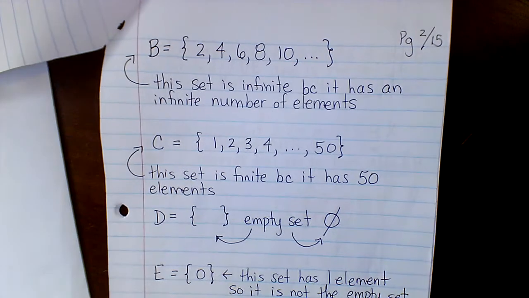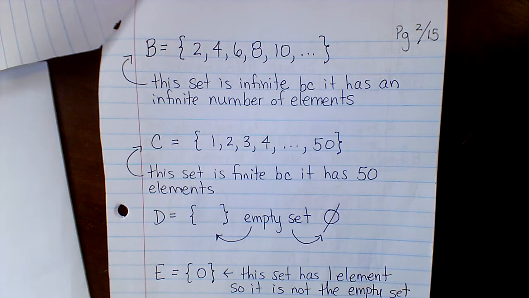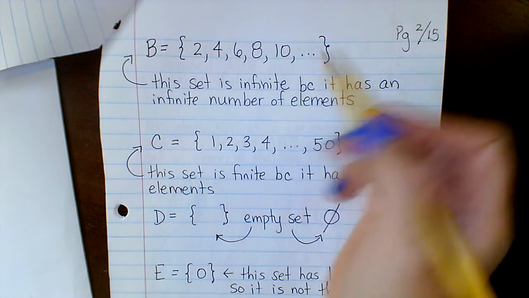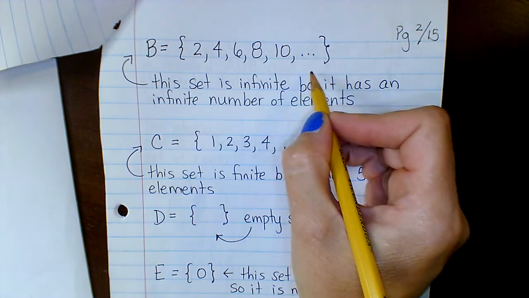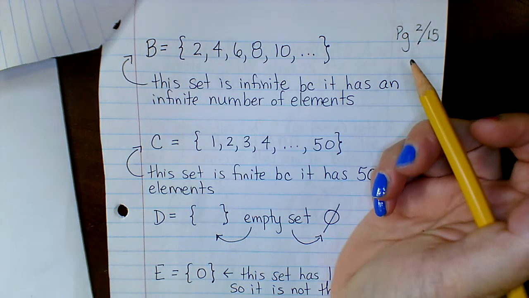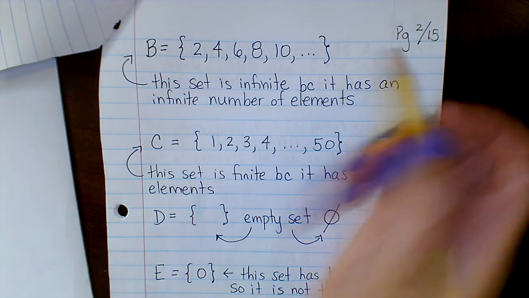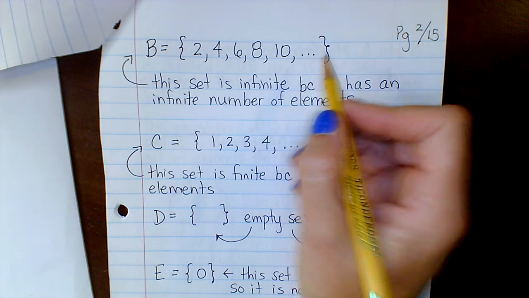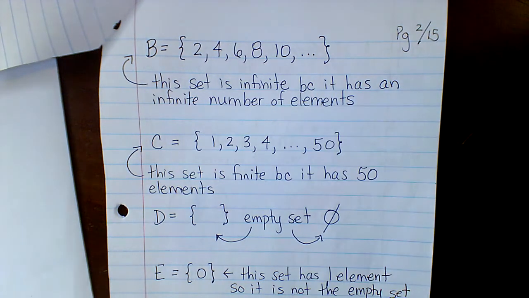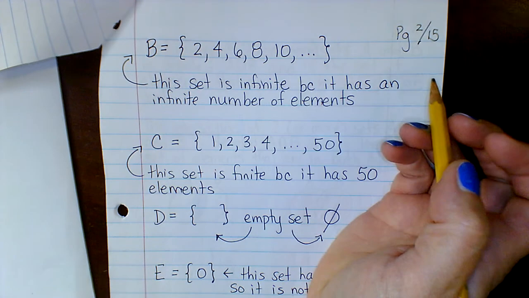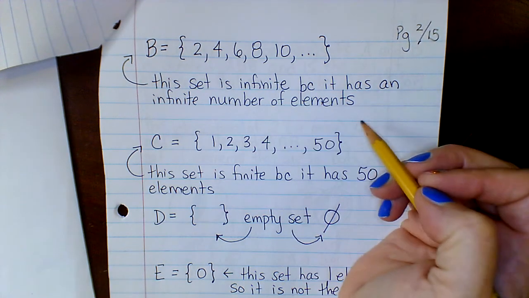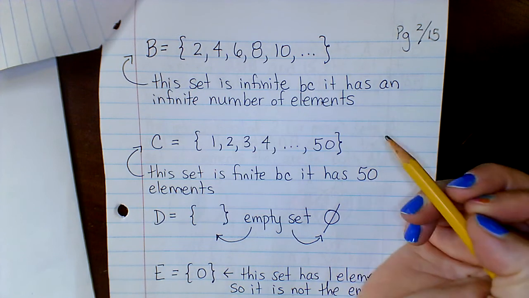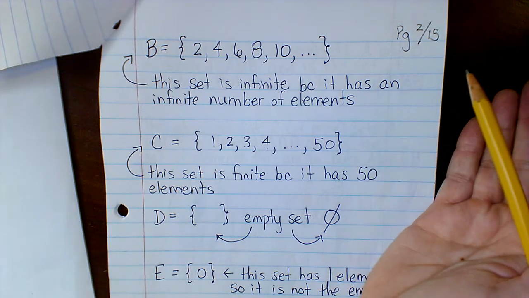Now, set B here is slightly different than set A. It looks very much the same. The only difference is these ellipses here. Now, this suddenly makes this have how many elements? Well, it's not 5 anymore. In fact, now there's an infinite number of elements because this symbol right here is telling you that this pattern continues on forever. So we say that this set is infinite because it has an infinite number of elements. Set A was finite because it had a finite number of elements.